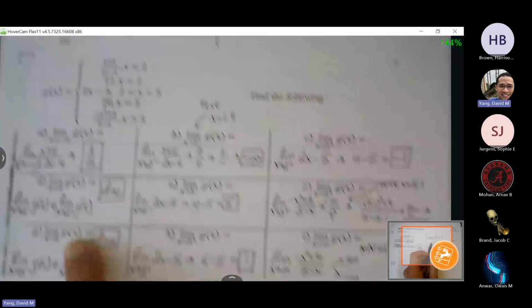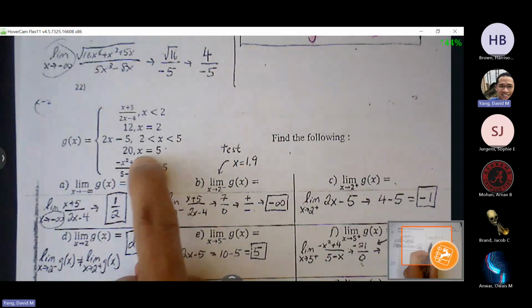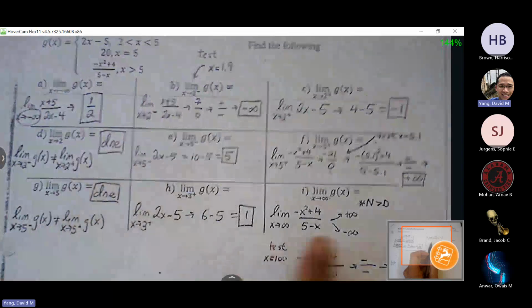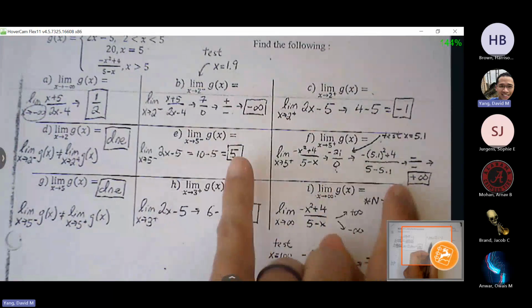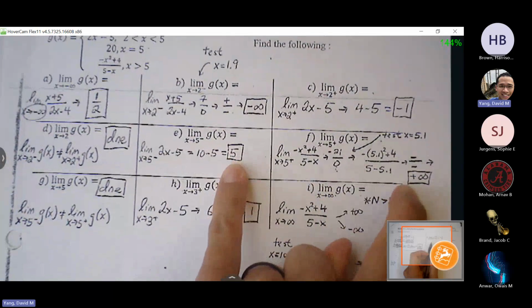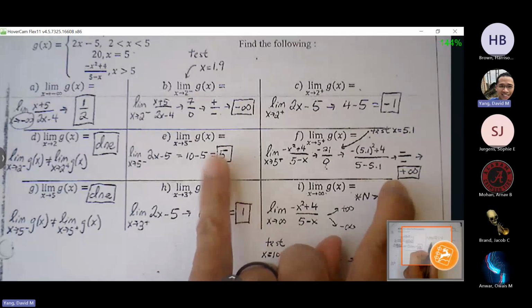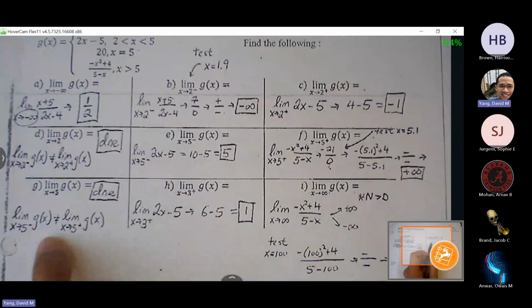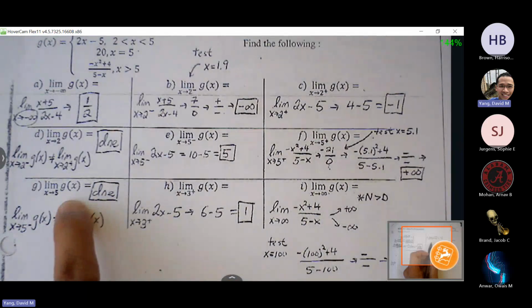Okay, part G, limit as x approaches 5. We do have an ordered pair, but we know ordered pair has no say on the limit. We need to look at from the left and from the right of 5, and E and F gather enough information for us to make a conclusion. So one side is headed towards 5, the other side is headed towards infinity. We don't see an agreement between those two sides, so therefore the limit doesn't exist.